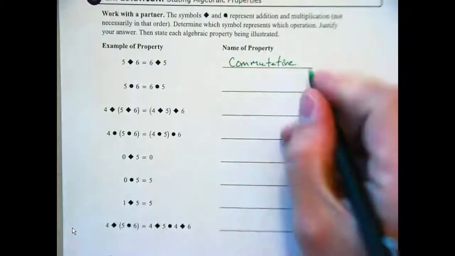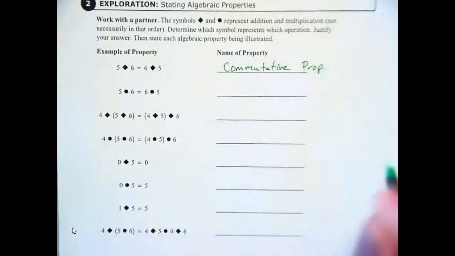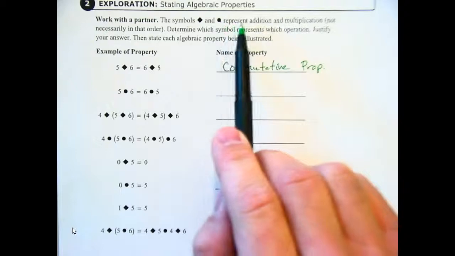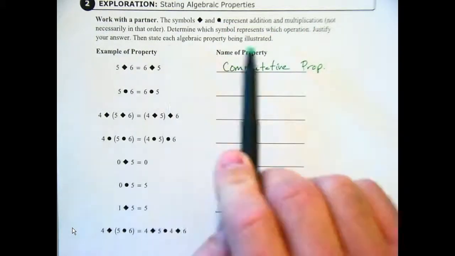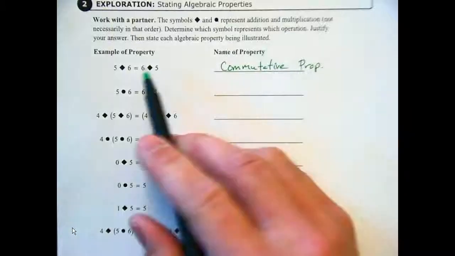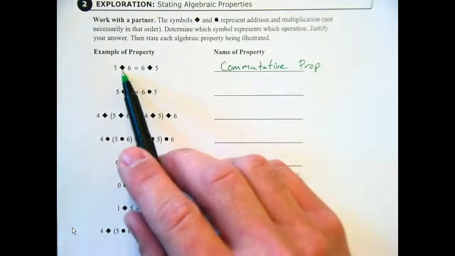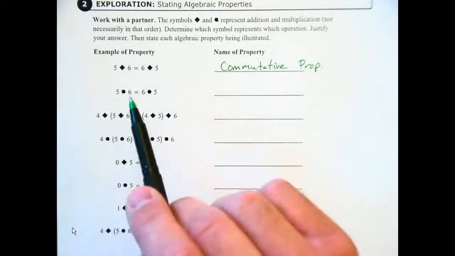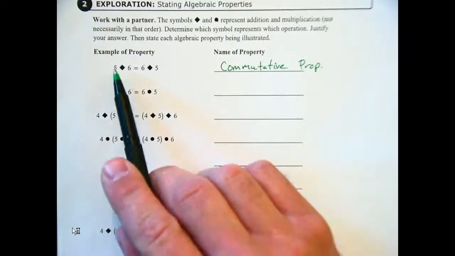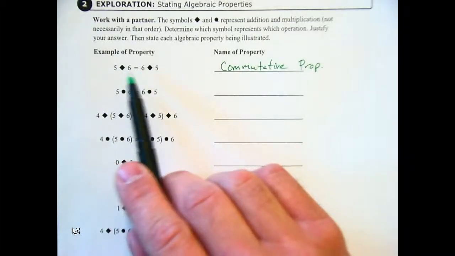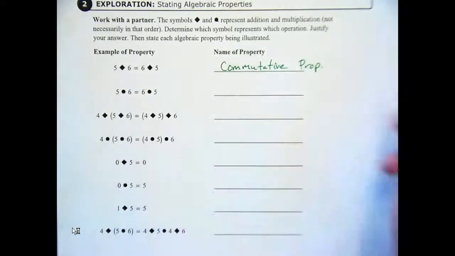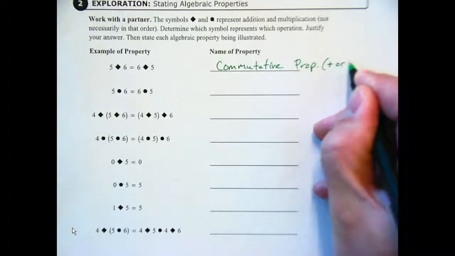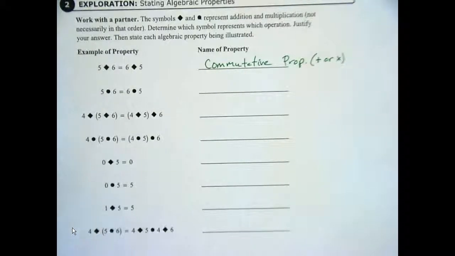Now, if we knew the symbols diamond and circle represent addition and multiplication, not necessarily in that order. Okay? Well, if we knew that was multiplication, it would be the commutative property of multiplication. Can you add in any order? Yes. So does 5 times 6 equal 6 times 5? Yeah. Does 5 plus 6 equal 6 plus 5? Yeah. So you have commutative property. Commutative property could be addition or multiplication. We're not sure which one in this one because we don't know what symbol stands for what yet.